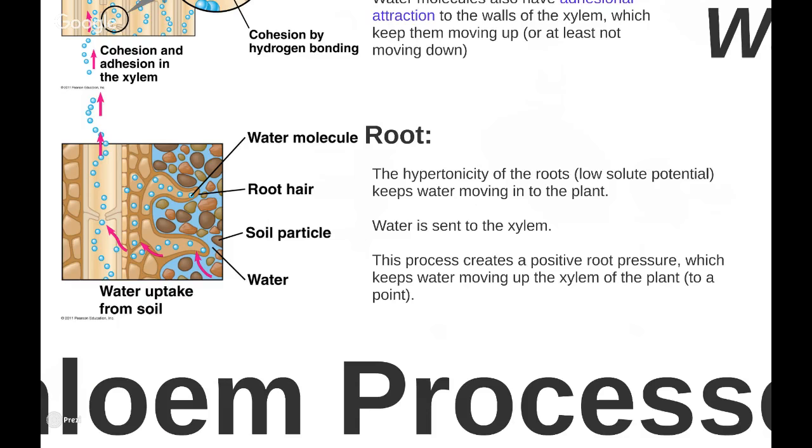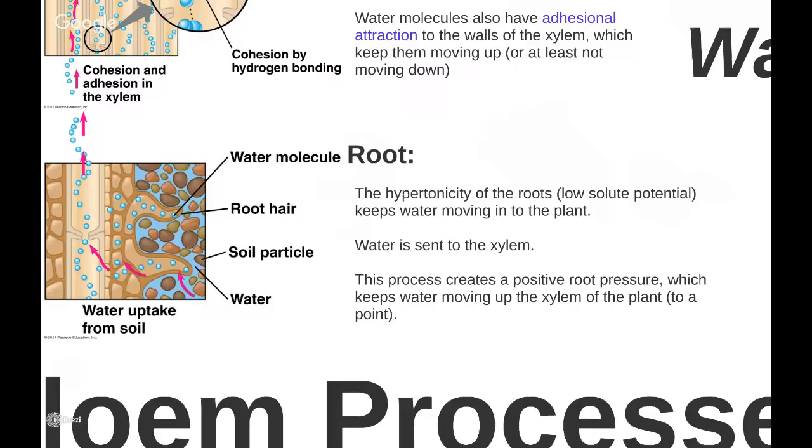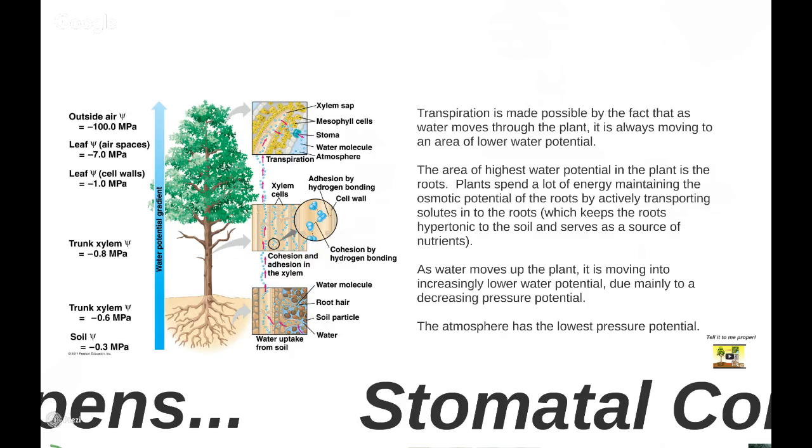So again, transpiration is made possible by the fact that water moving through the plant is always moving from an area of high to low water potential, kind of being pulled up. We didn't really talk about the potential of water, so I'm not too worried about that, but I want you to reemphasize that concept that we're pulling water up the plant.